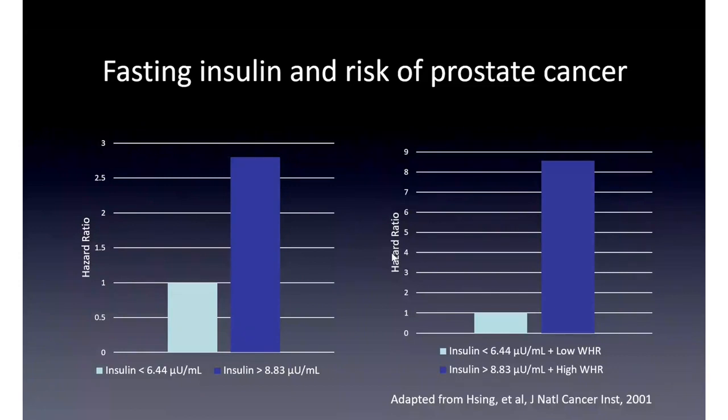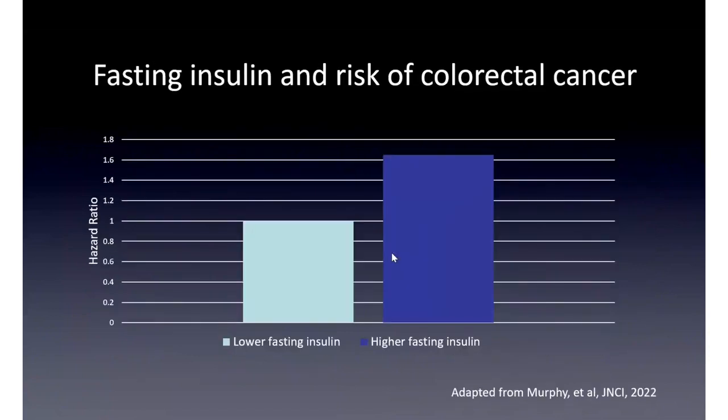And if you also added in waist to height ratio, if you had both a lower insulin and a lower waist to height ratio, you had a very low risk of developing prostate cancer. Whereas if you had a high waist to height ratio and a high fasting insulin, and again, this is a completely normal and even potentially lower insulin compared to the average population, that was 8.5 times the risk. Same with colorectal cancer: higher fasting insulin, higher risk of developing colon cancer.